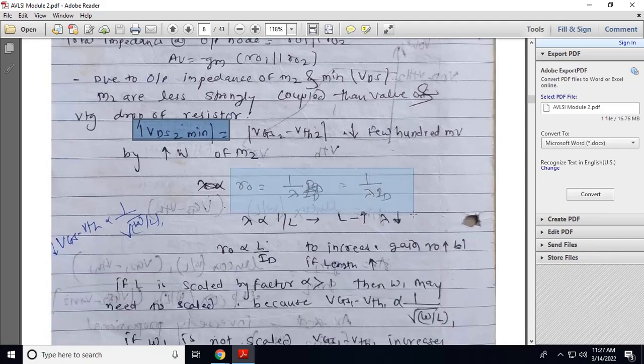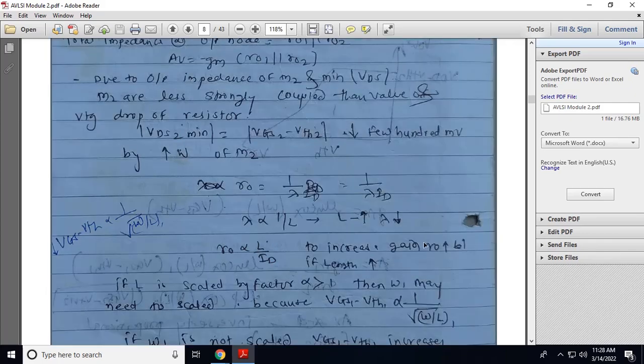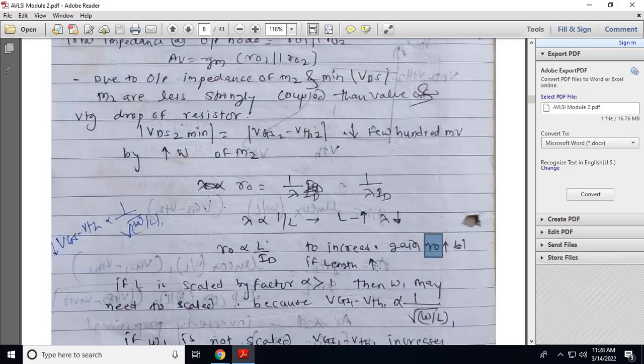Now output resistance is equal to 1 upon lambda ID. Lambda is inversely proportional to the length. If length increases, lambda decreases. So Ro is directly proportional to L by ID. So to increase the gain, we have to increase Ro by increasing the length.